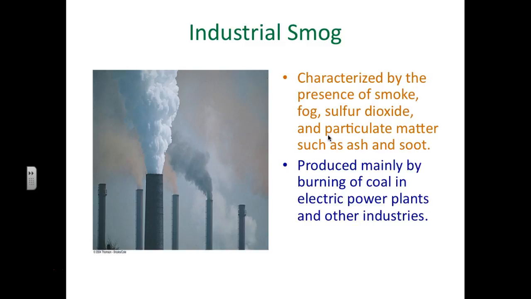Industrial smog is characterized by the presence of smoke, fog, sulfur dioxide, and particulate matter such as ash and soot. Again, the main culprits for industrial smog are coal and electric power plants, but numerous other industries can cause industrial smog. So as you drive around and you see all these smokestacks with different gases being exhausted, this is the cause for industrial smog.